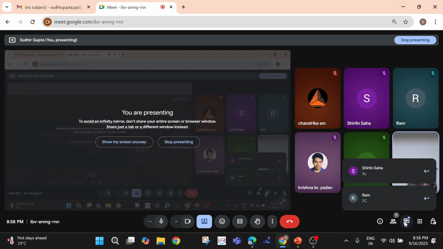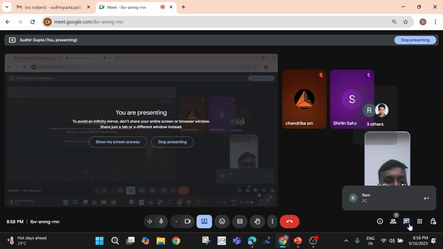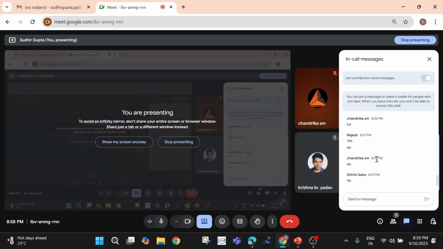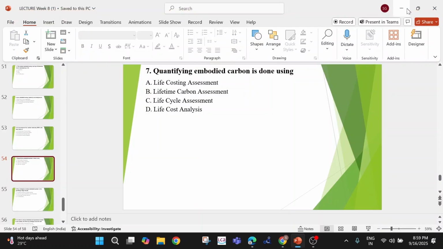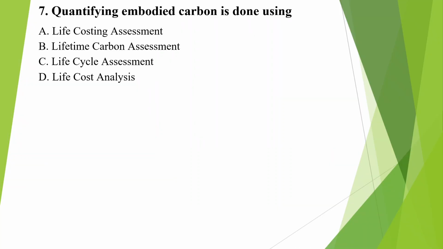7C, as I can see, 7C has been marked by how many of you? All of you are going for C. So none of you have a different opinion. That is life cycle assessment. Absolutely correct. So let's move to the eighth question then.